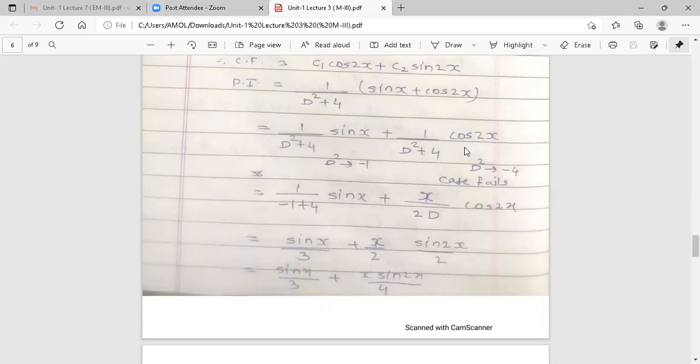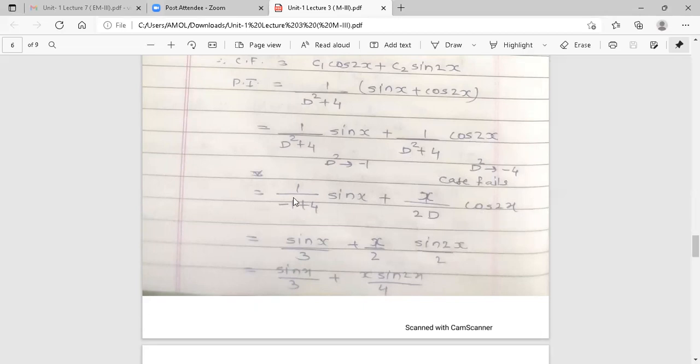Now the second term, the function is cos 2x. The same rule is there for the cos function also. The coefficient of x here is 2, so the value of a is 2. The square of a is 4. Replace your D square by minus 4. If we replace D square by minus 4, plus 4 gives 0. The case fails. So multiply the numerator by x and then take the derivative of the denominator. The derivative of D square is 2D, and this cos 2x stays as it is.